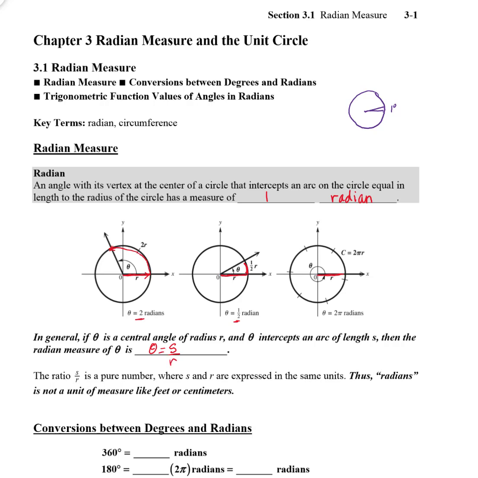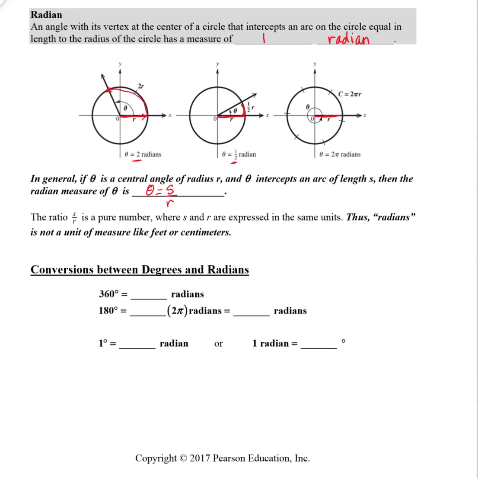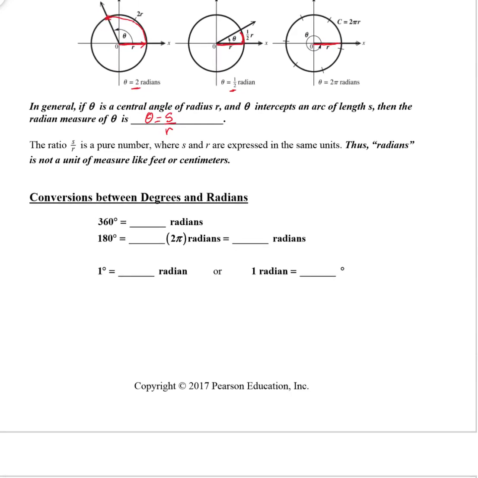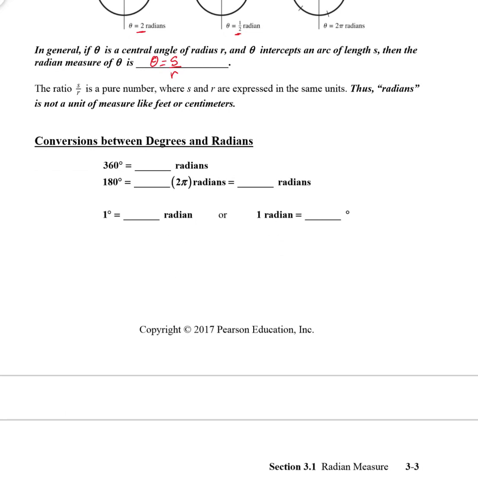For radians, we're not going to use units. It's just a pure number. So when we're describing radians, we're not using feet or centimeters. It's just radians. So comparing degrees with radians, 360 degrees is the same thing as 2 pi radians. Now, if we divide both sides by 2, do you see how we have 180 is equal to 1/2 of 2 pi, which is the same thing as pi radians.